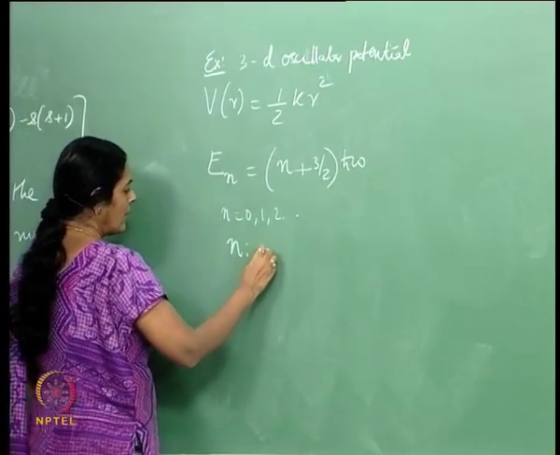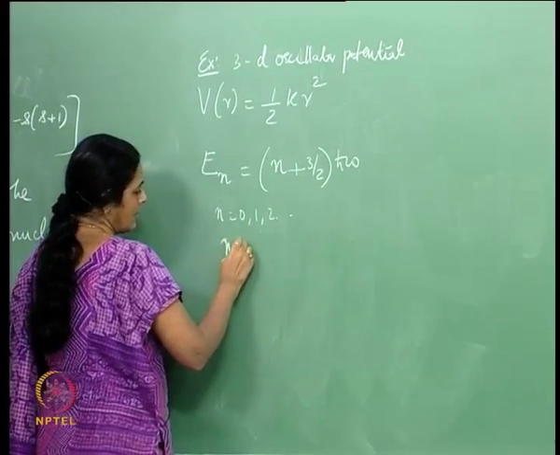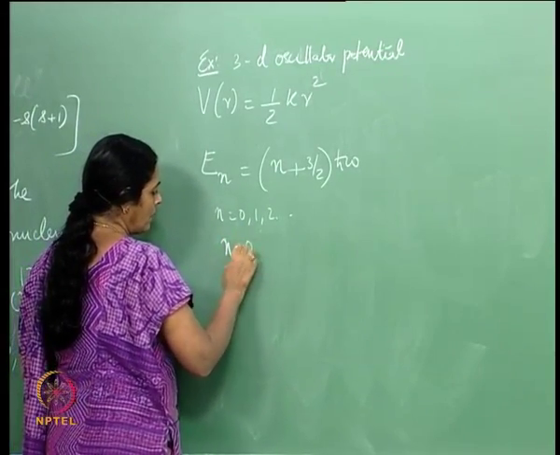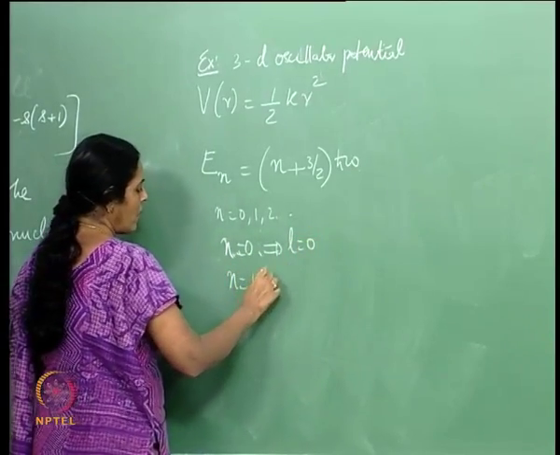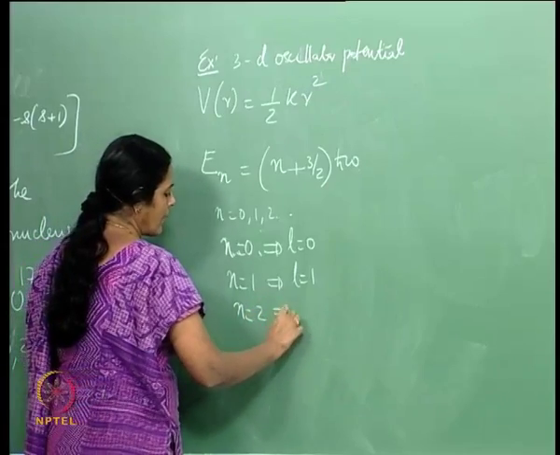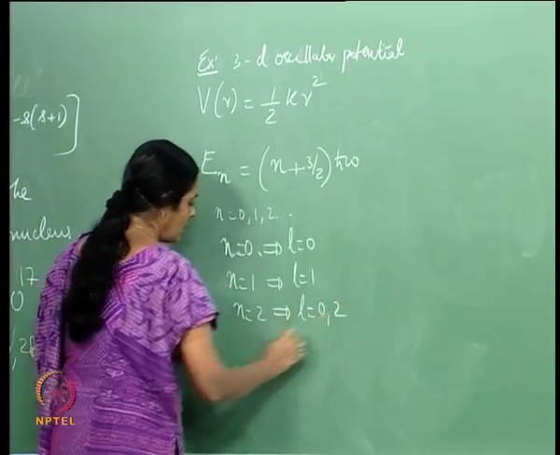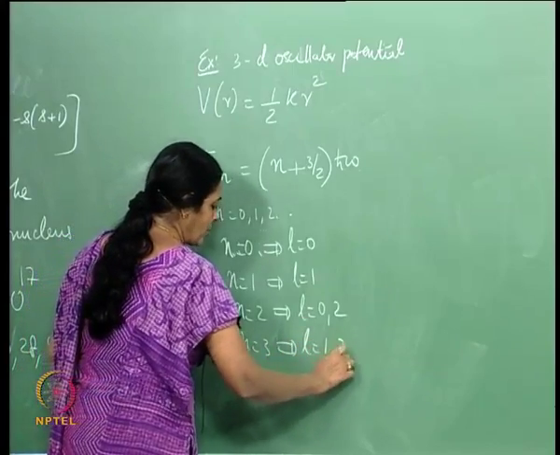L takes values depending on whether n is odd or even. For instance, if n is 0, then L takes value only 0. If n is 1, it takes value 1. If n is 2, it takes values 0 and 2. If n is 3, it takes values 1 and 3, and so on.